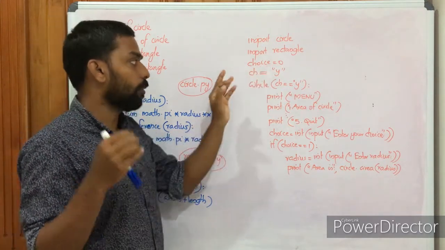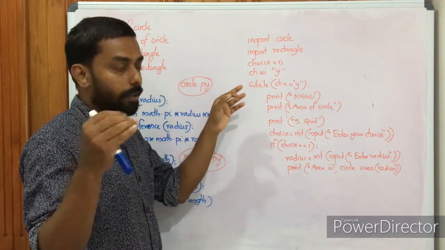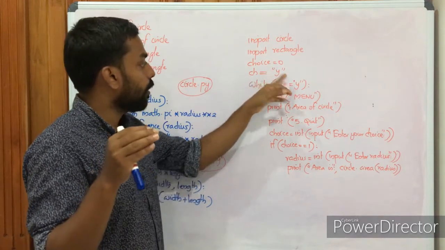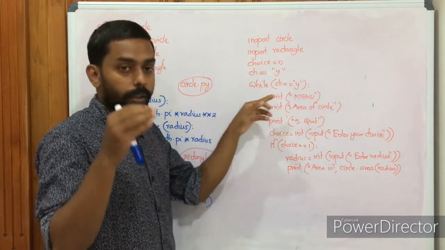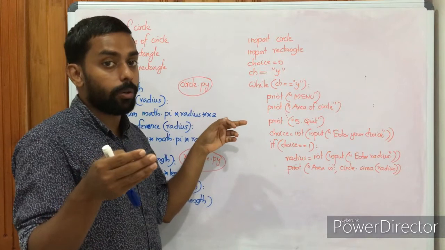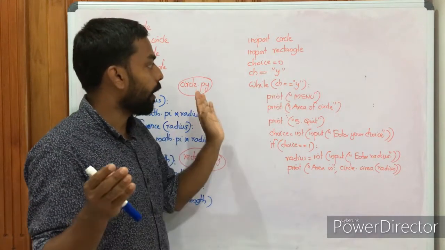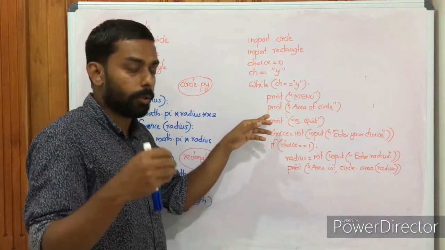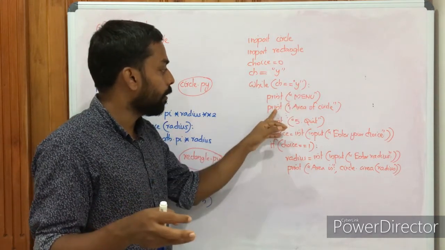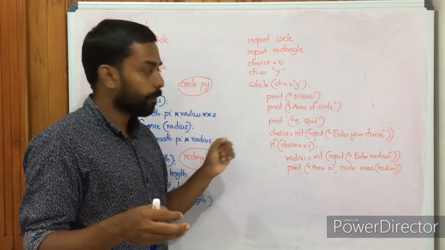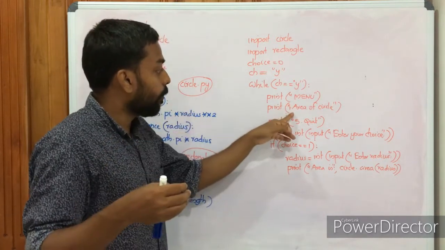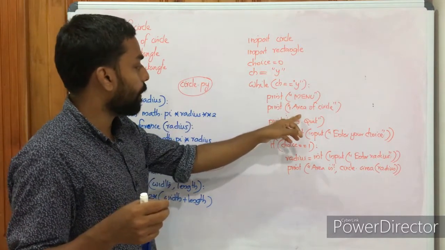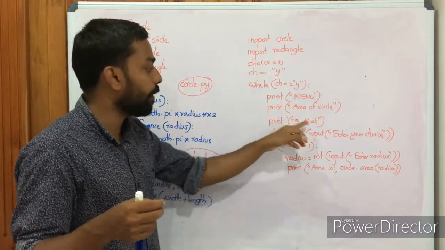Then choice equal to 0, a variable initialized with the value 0. Then ch equal to y, ch for choice. While ch equal to y, when the value of ch is equal to y, initially it is y, then it gets into the loop. Then the menu will be printed: print 1 area of circle, 2 circumference of circle, then 3 area of rectangle, 4 perimeter of rectangle, 5 quit.